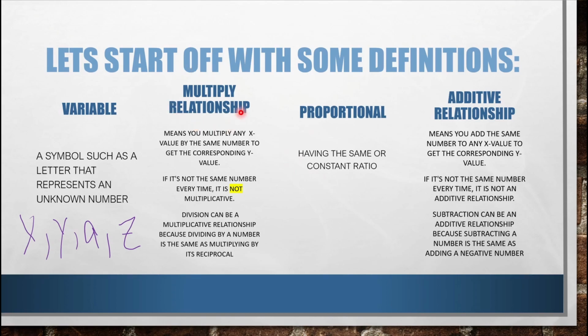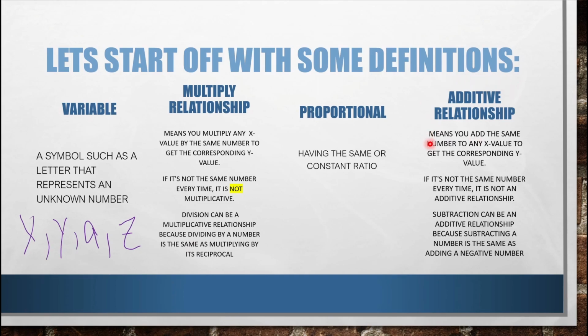Now we have two relationships. The multiply relationship is that you multiply any x value by the same number to get the corresponding y value. If it's not the same number every time, it is not multiplicative. Division can be a multiplicative relationship because dividing by a number is the same as multiplying by its reciprocal, and that's an important word too.